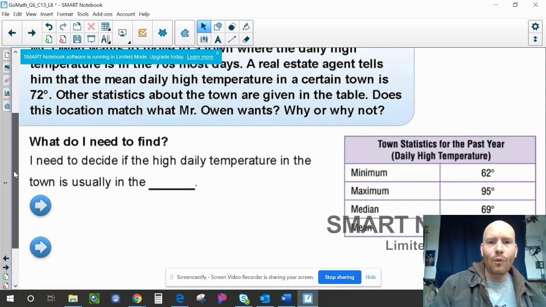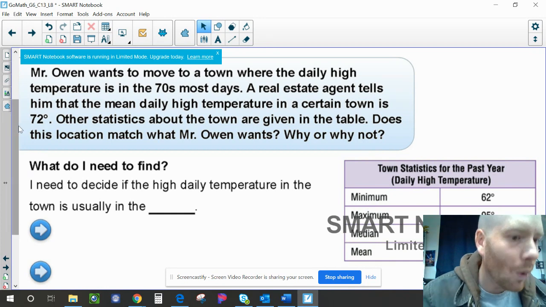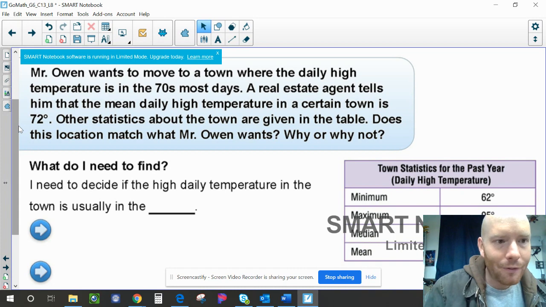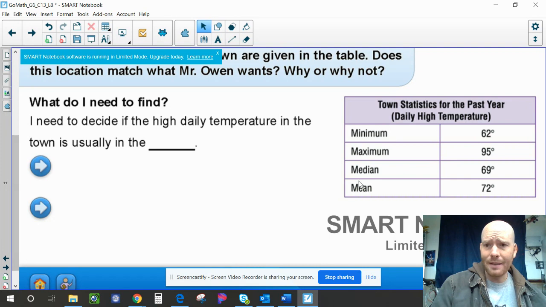All right, so the realtor tells them that the mean is 72 degrees. So it sounds like this will work, right? Well, let's prove that actually this might be misleading. First thing we're going to look at is the high temperature. Our high temperature is 95. Our low temperature is 62. Check this out. The median is 69, and the mean is 72.